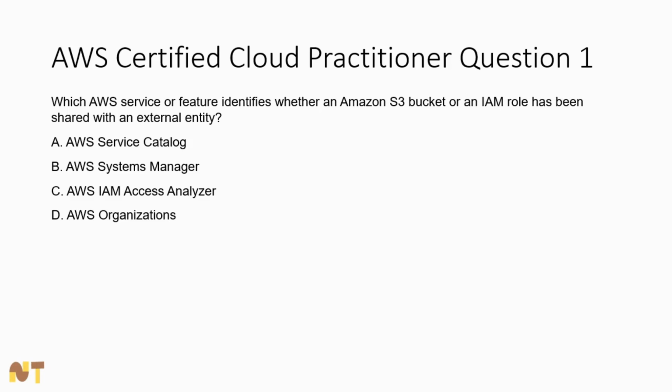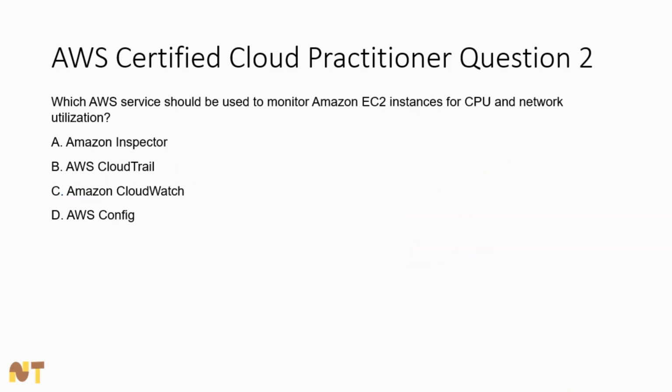buckets or IAM roles shared with an external identity. This lets you identify unintended access to your resources and data, which is a security risk. So, the correct option is C. AWS IAM Access Analyzer. Moving on to the next question.